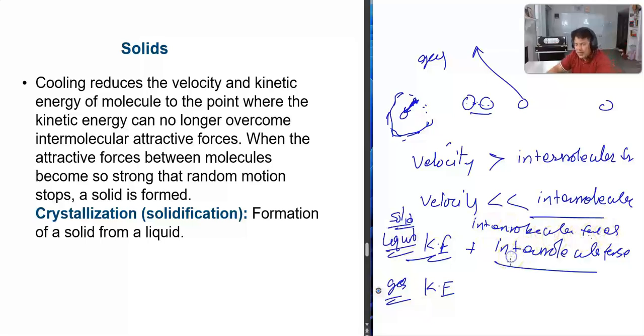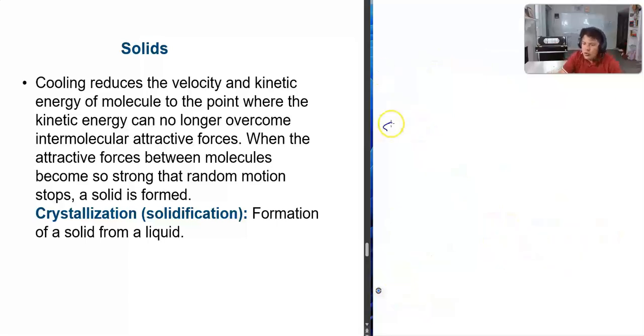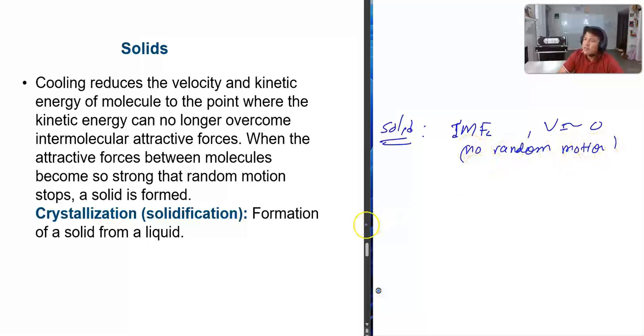So now let me write that very important property. Solid, we just study IMF, intermolecular forces. Velocity is about 0. Velocity of the molecule is 0. So no velocity. These intermolecular forces bind them so tightly, they cannot move randomly. No random motion. Okay. That's the solid state.